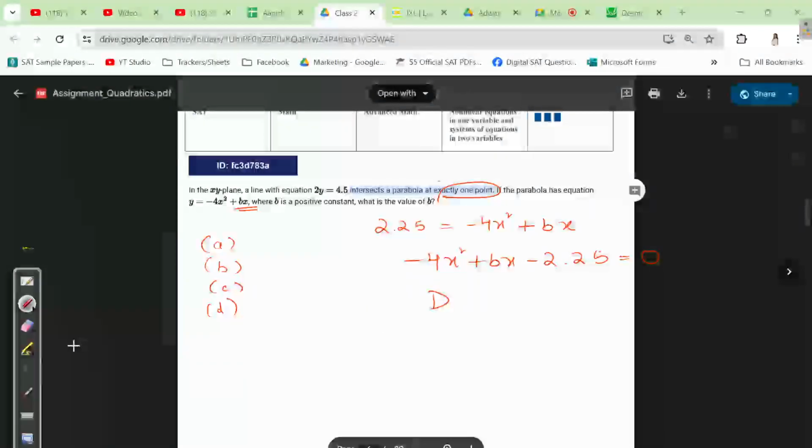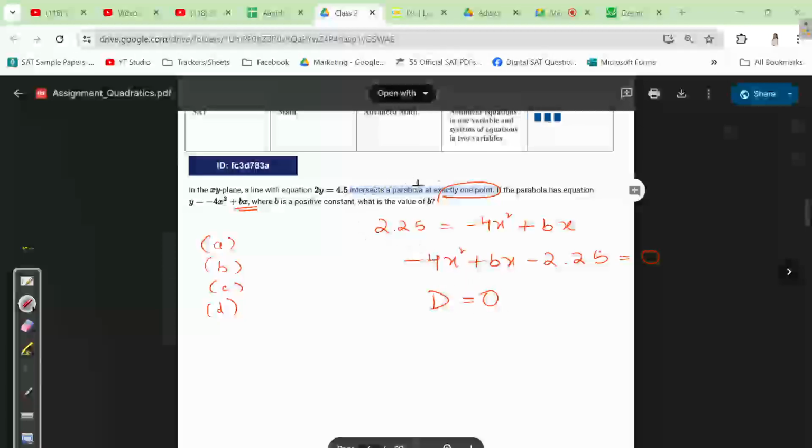I didn't do it, but it would be, when it's the case of exactly 1 point, when the line and parabola intersect exactly at one point. It was 6. It's going to be 6, but the discriminant will be equal to 0. That's what I wanted to know.